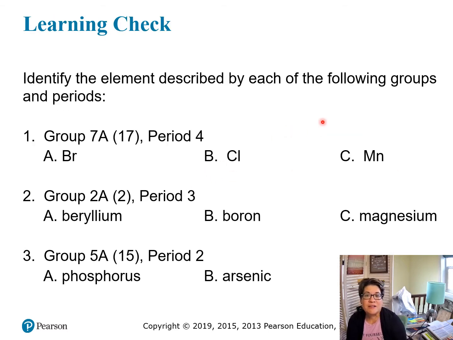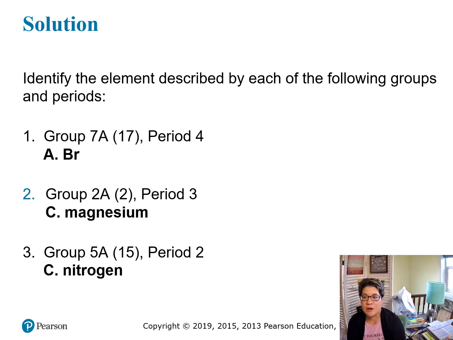All right, let's see if you can identify which element this is describing. So this one is group 7A, period 4. So kind of use your periodic table like a battleship, kind of like a grid, and try to find which one would be group 7A, period 4, and then find those 2, and I'll show you the answers. There they are.